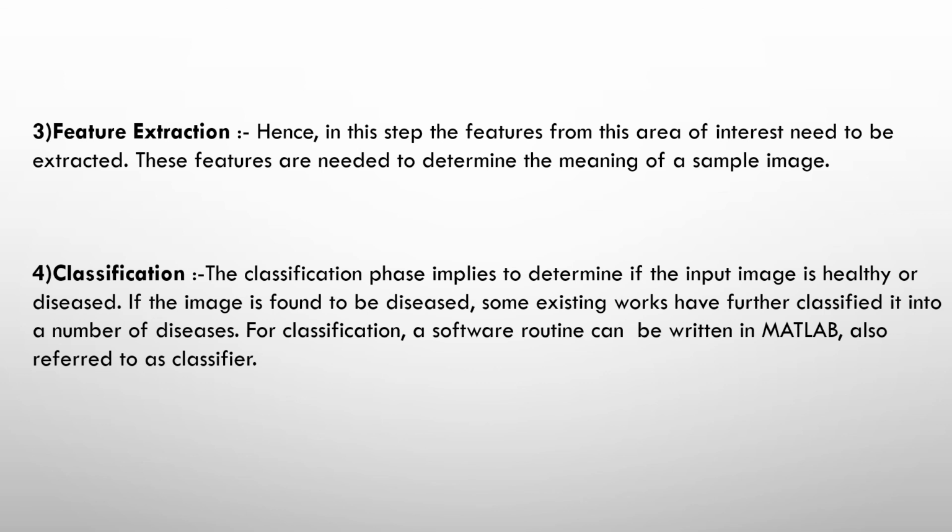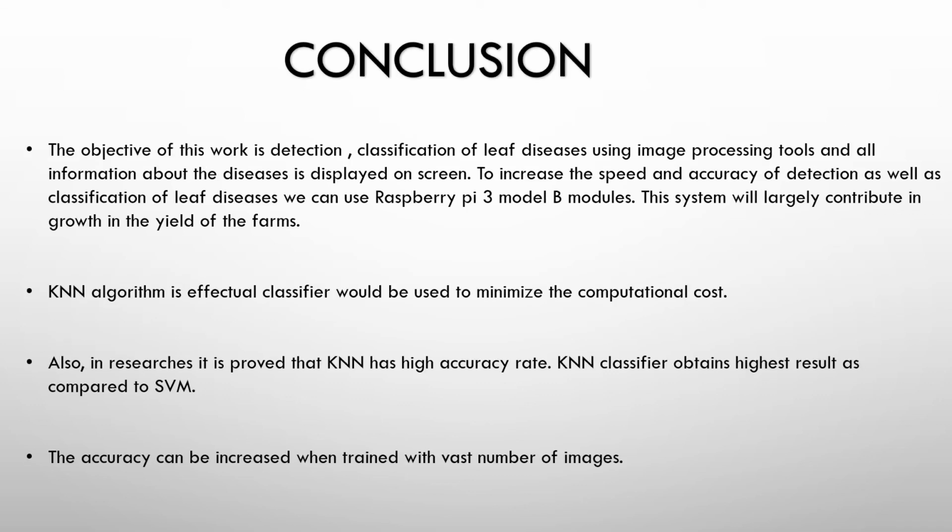The last step is classification. The classification phase implies to determine if the input image is healthy or diseased. If the image is found to be diseased, some existing works have further classified it into a number of diseases. For classification, a software routine can be written in MATLAB, also referred to as a classifier. The conclusion of this presentation justifies that KNN method used to spot and categorize several diseases that is present in plant leaves tend to have maximum accuracy while compared with different image processing algorithm.